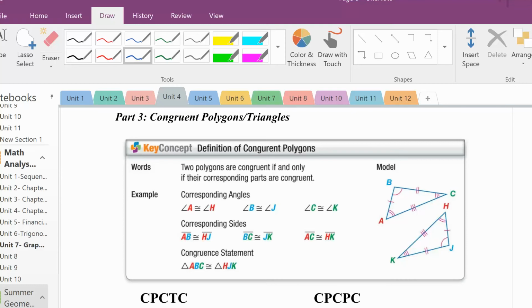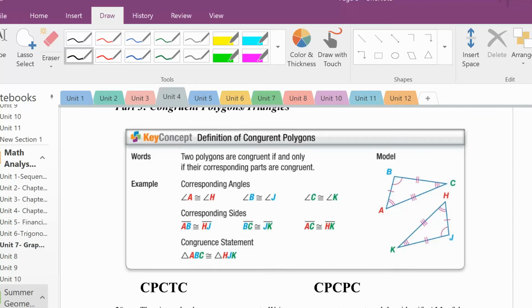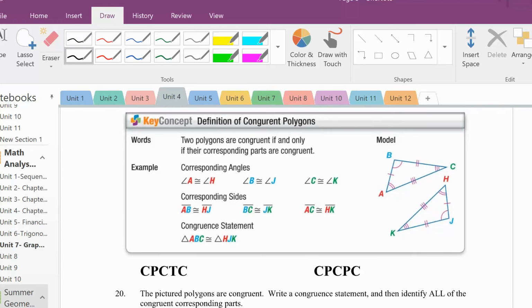So here, notice these two triangles are congruent. And when you write the congruent statement, notice that the order does matter because you want to match up the corresponding parts. So for example, A here corresponds with H here because notice they have two marks. B corresponds with J because they have one mark. And C corresponds with K because they have three marks. So when you make the congruent statement that the triangles are congruent, you need to match them up according to what corresponds with what. So that is the definition of congruent polygons.